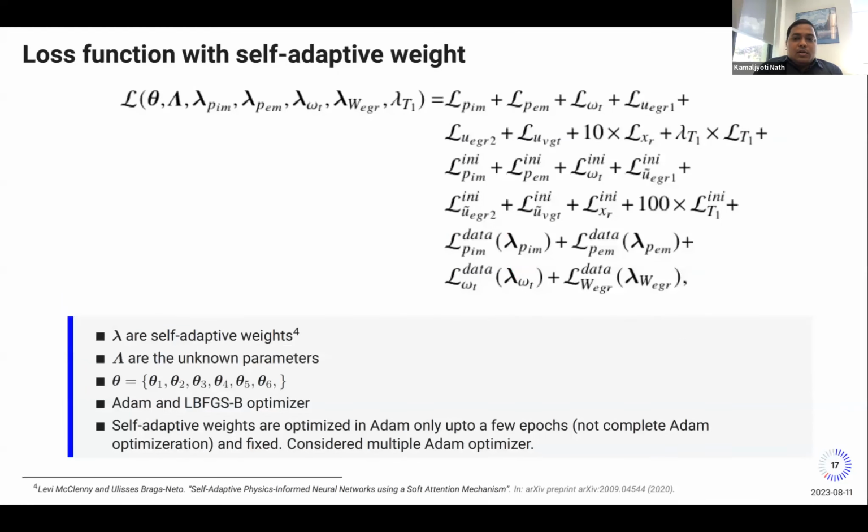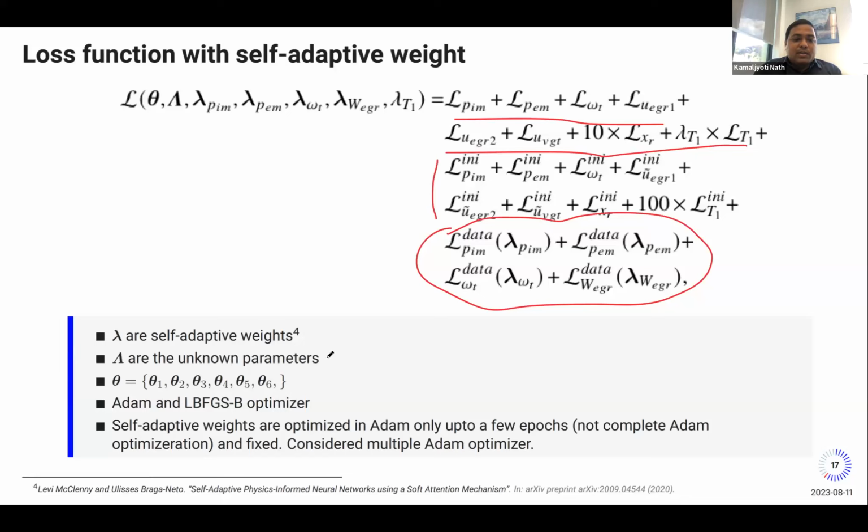Next, the loss function. We have used self-adaptive weights, and without the self-adaptive weights, we have PINN losses. So these are the 6 or 8 PINN losses. Then we have this initial condition loss, and we have some 4 data, these are the 4 data quantities. And then these lambdas are the self-adaptive weights, and gamma, what we have. So I have shown here.